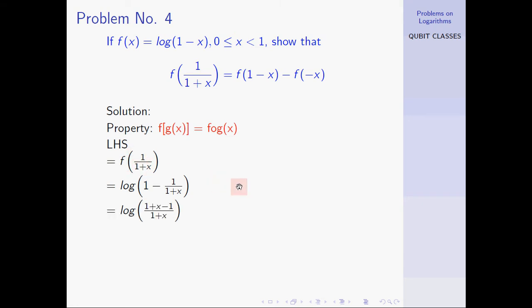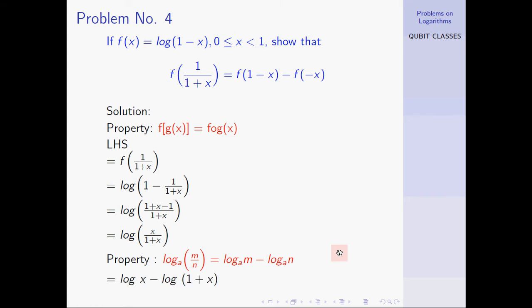Now let us simplify this. On making the denominators equal, we are left with 1 plus x minus 1 upon 1 plus x. So this one and this one will go and we will get log of x upon 1 plus x. Now by using this property, log of m upon n to the base a is equal to log of m to the base a minus log of n to the base a, I can write this as log of x minus log of 1 plus x.